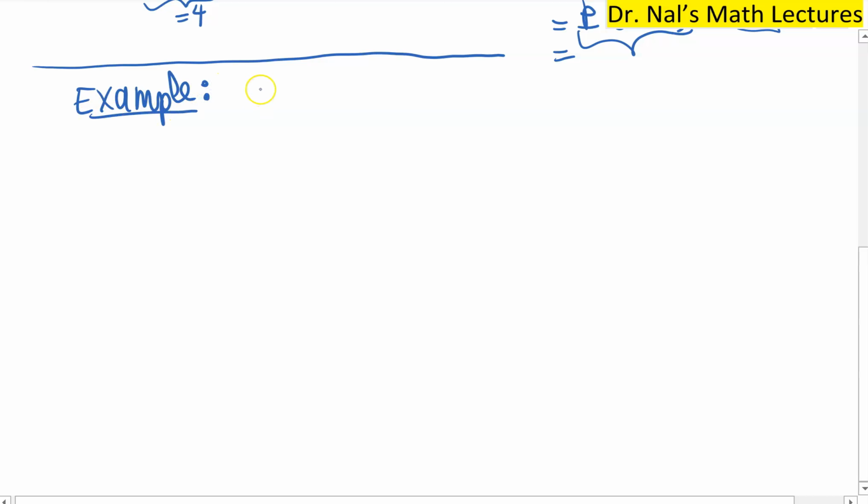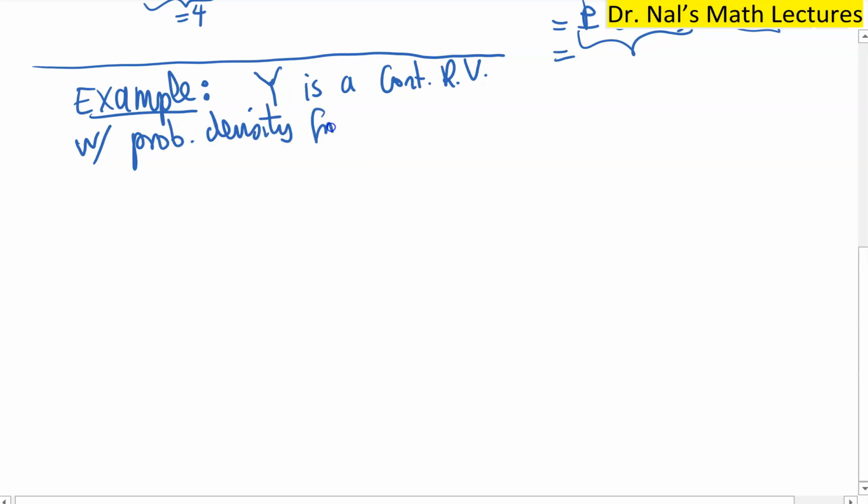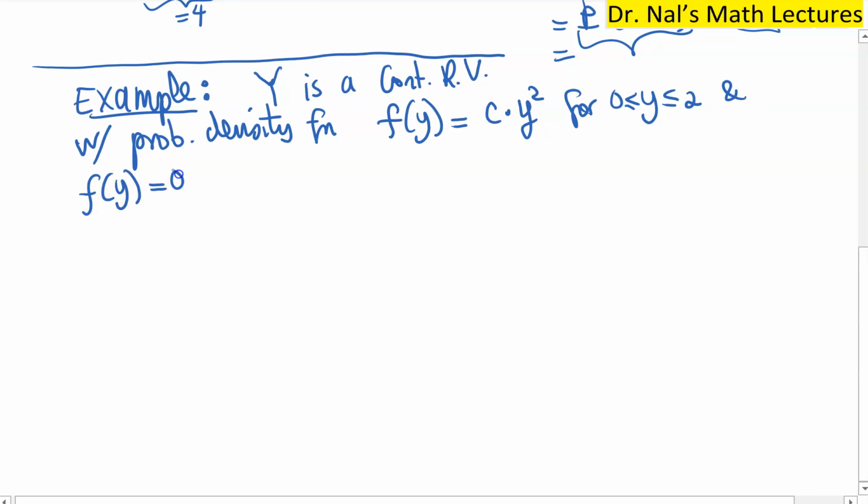We have a random variable, call it y. Y is a continuous random variable with the following probability density function, say f of y is given like this: c times y squared, where c is a constant, for y between 0 and 2, and elsewhere it is just 0. All right, f of y is simply equal to 0 elsewhere.